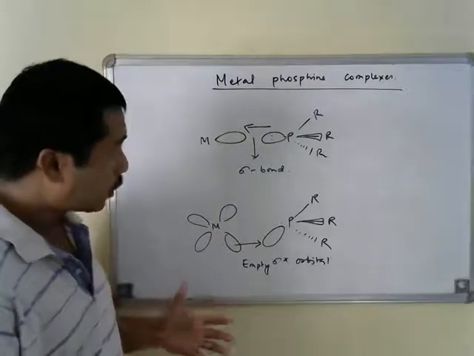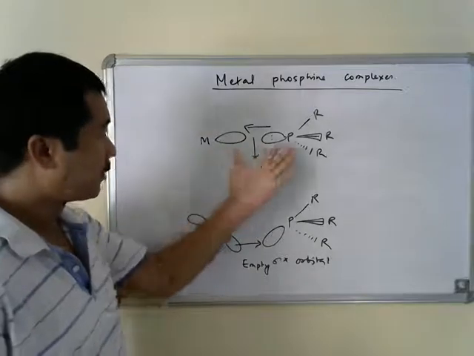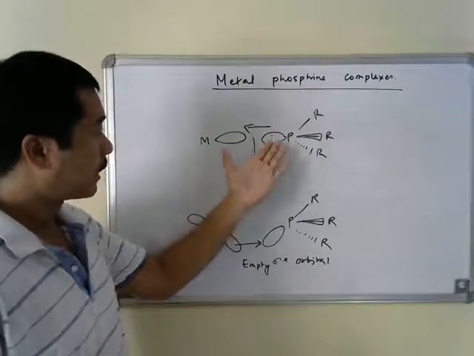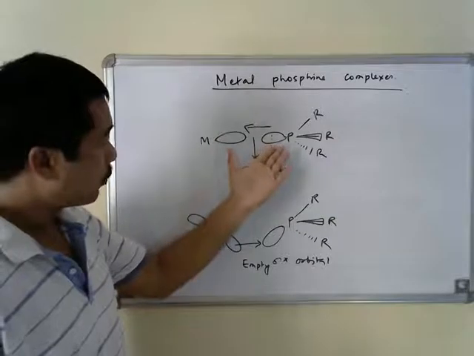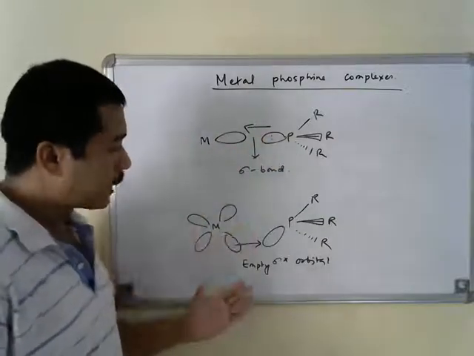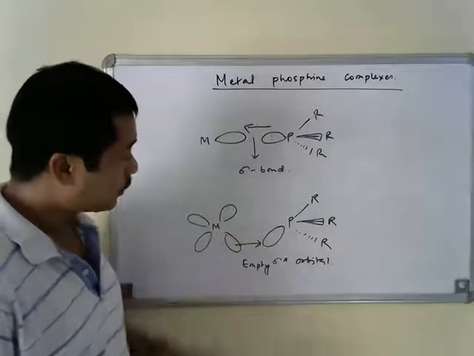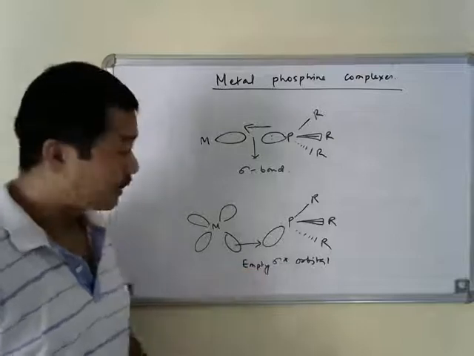The bond order is more than one, because apart from the sigma bond that is formed by the donation of electrons from the lone pair of the phosphine ligand to the empty metal d orbital, there is also pi back bonding from the filled metal orbital to the empty sigma star orbital of the phosphine ligand.